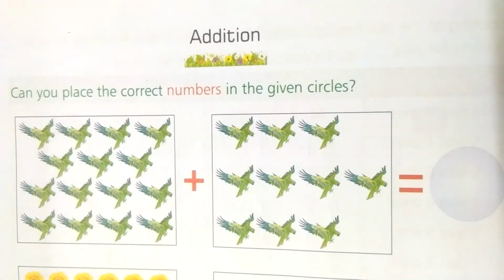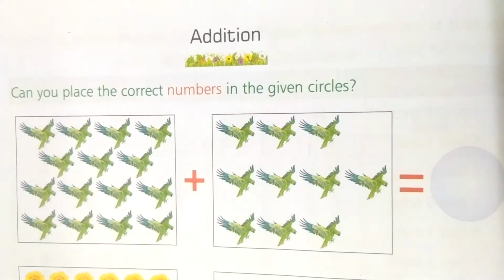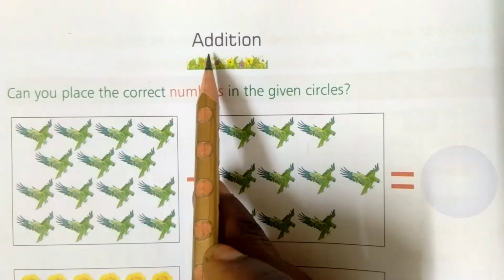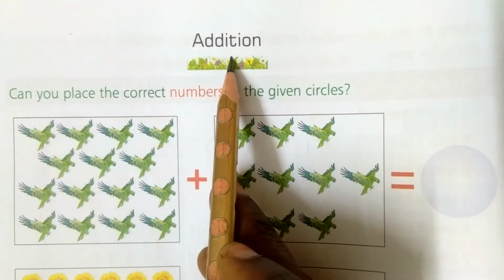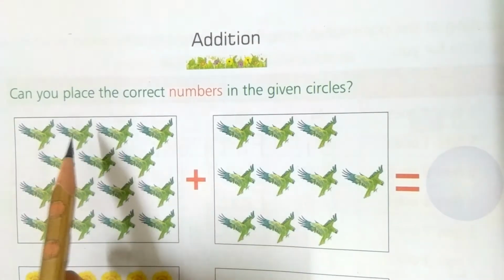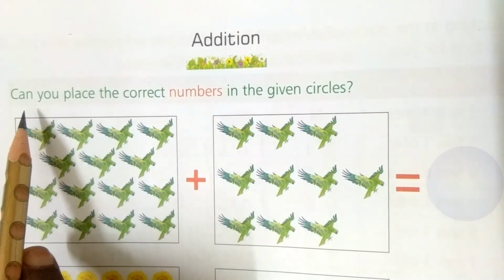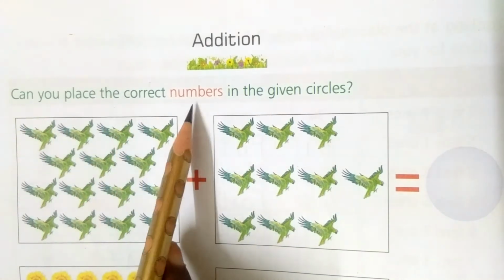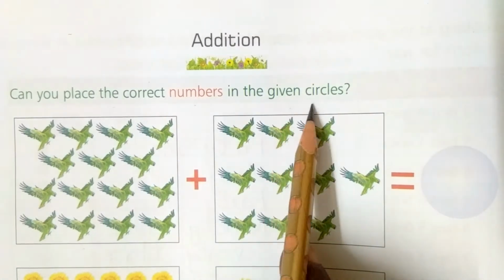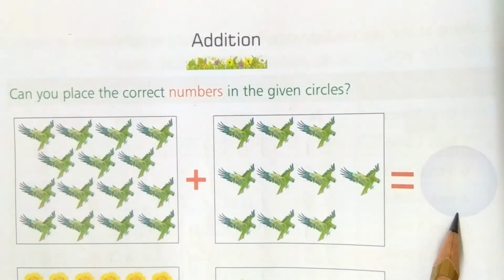Open page number 32. Okay, children, take your activity book. Open page number 32. Our chapter name is addition. Already we finished this chapter. Okay, children, now practice. Can you place the correct numbers in the given circles?